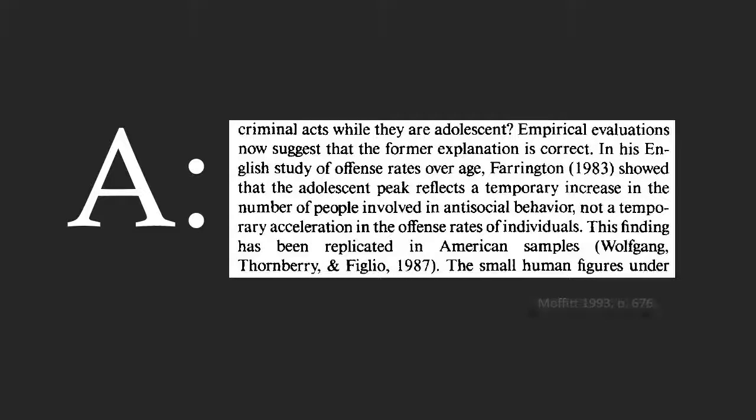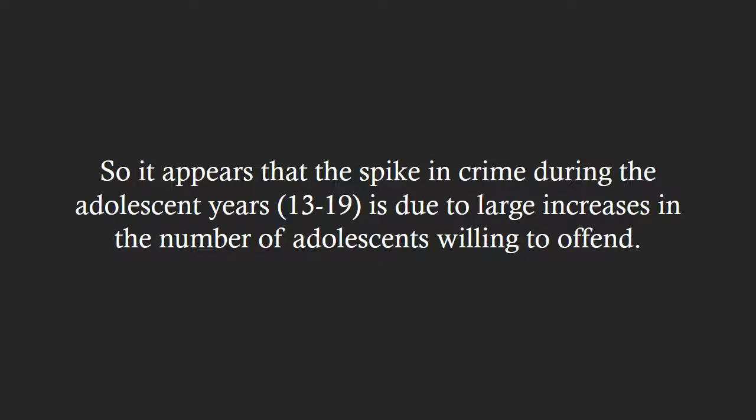This excerpt is taken from Moffitt 1993. Empirical evaluations now suggest that the former explanation is correct. In his English study of offense rates over age, Farrington showed that the adolescent peak reflects a temporary increase in the number of people involved in antisocial behavior, not a temporary acceleration of the offense rates of individuals. This finding has been replicated in American samples, Wolfgang, Thornberry, and Figlio, 1987. So it appears that the spike in crime during the adolescent years, 13 to 19, is due to large increases in the number of adolescents willing to offend.